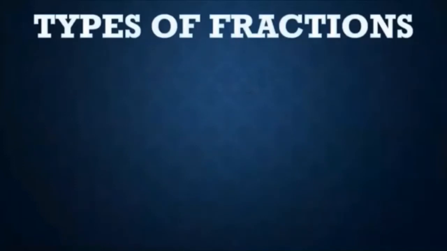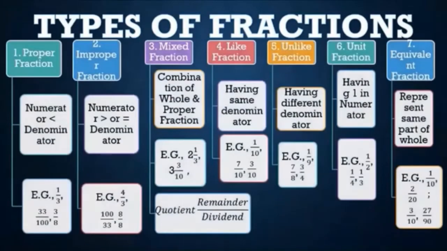So this will basically be a mind map of all the types of fractions we just learned. Types of fractions. A proper fraction is when the numerator is smaller than the denominator. For example, 1 by 3, 33 by 100 and 3 by 8. Improper fraction: the numerator is bigger than the denominator. For example, 4 by 3, 100 by 33 and 8 by 8.